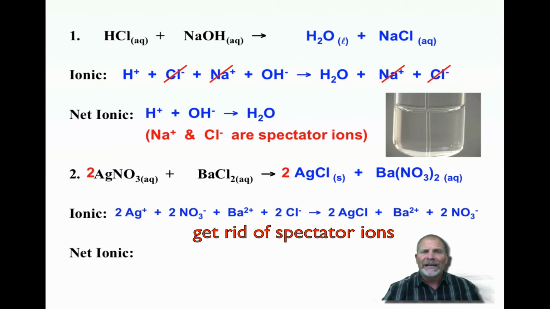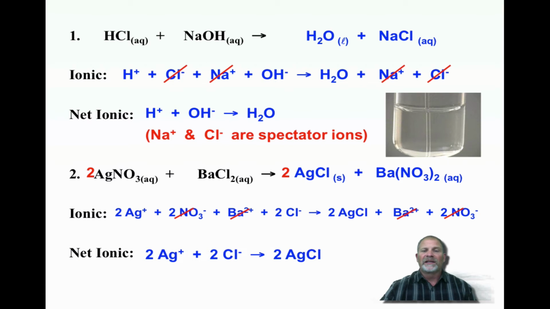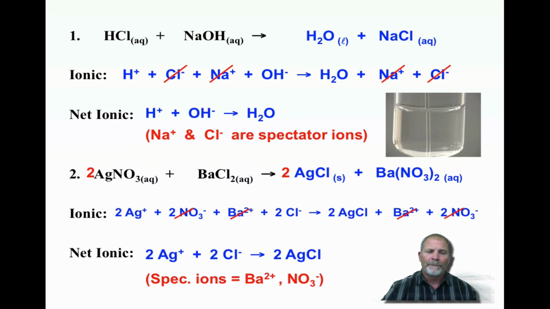So if I get rid of my net ionic, I have 2 nitrates and 2 bariums. So what I get, my net ionic, I actually have 2 silvers plus 2 chlorides gives me 2 silver chlorides, so I reduce it down to a 1 to 1 to 1 ratio. Barium and nitrate are my spectators. Spectators mean they had nothing to really do with the reaction. They were just carriers. They were just Uber drivers.